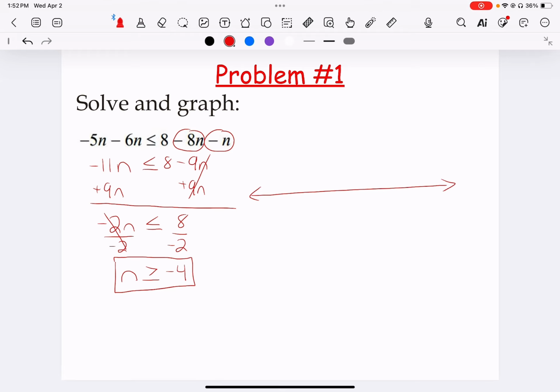Now I'm going to graph it. I'm going to have negative 4 in the middle, and I'm going to do two numbers on either side. So I have negative 3 and negative 2, negative 5 and negative 6. At negative 4, since it's greater than or equal to, it's going to be a closed circle because negative 4 is part of my solution. And since it's greater than, I'm going to go to the right for my shading.